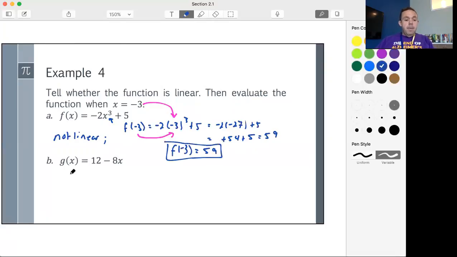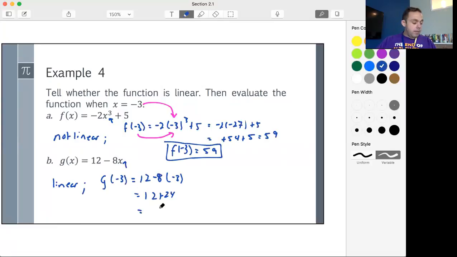All right, B: x only has a power of 1, so that means it's a linear function. Now I'm going to evaluate g of -3. That means wherever I see an x in my original function, I substitute in -3. So I have 12 plus 24, and that's how I get 36. And that is the value of g of -3.